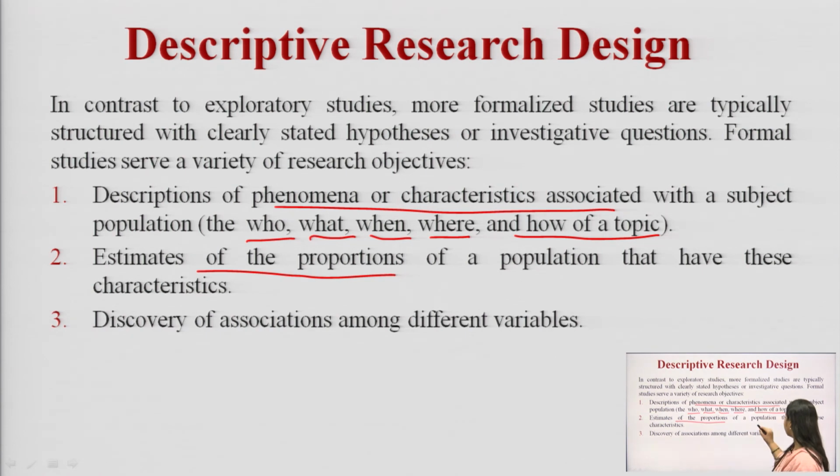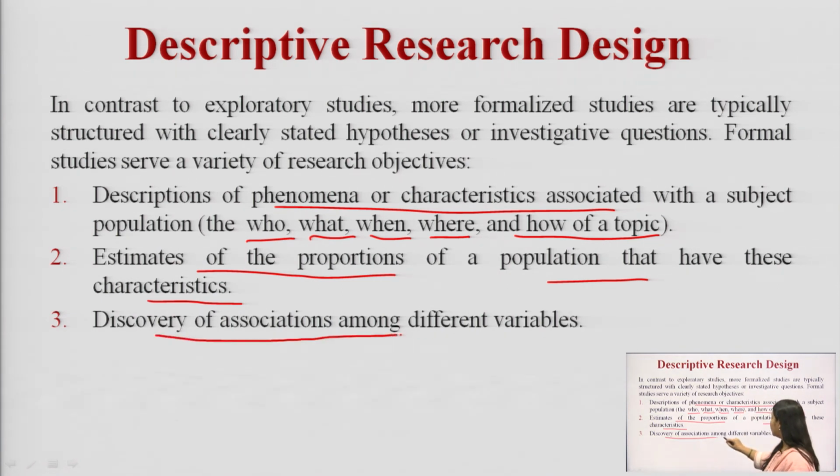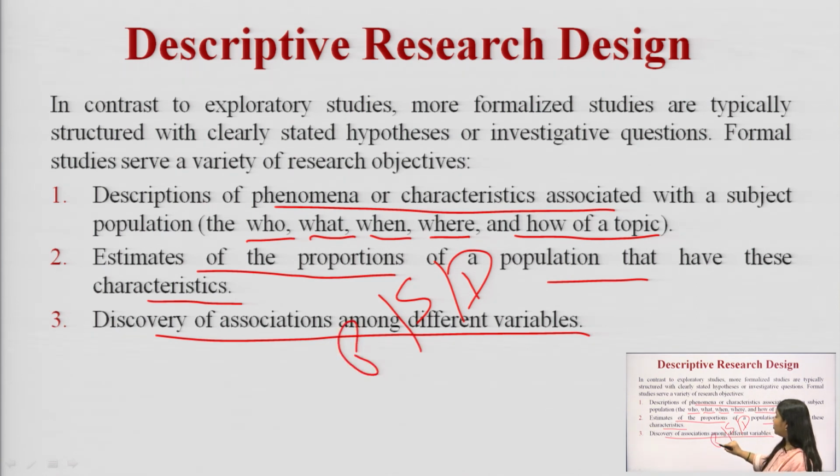It also estimates the proportion of the population that has these characteristics. If you are conducting a study on customers, you are going to understand their characteristics, like their buying patterns and how much they like to spend. These types of studies come under descriptive research design, and it also discovers the association among different variables like supply, demand and price. So what is the relationship between price and demand, supply and demand? These are three variables, and you want to understand the relation between them.